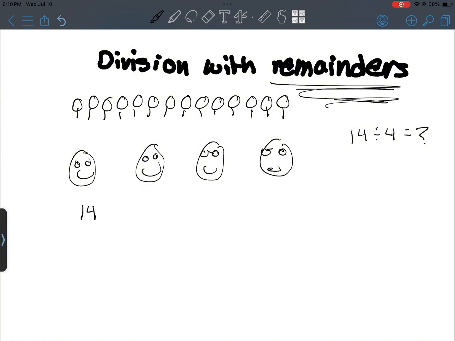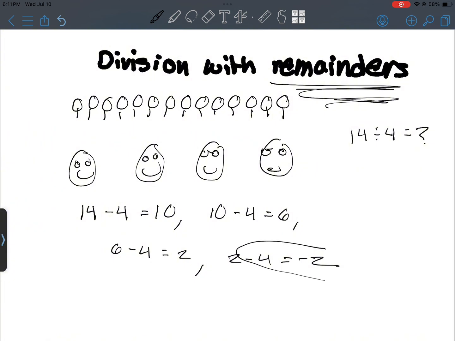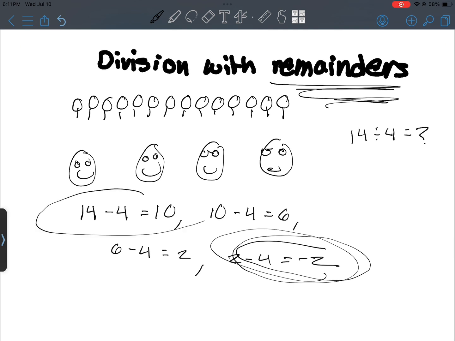So, we're going to do 14 minus 4 equals 10. 10 minus 4 equals 6. 6 minus 4 equals 2. And 2 minus 4 equals negative 2. But wait, now we're in the negative because there's not enough left for us to subtract 4 and get 0. So that means that the remainder is going to be 2.